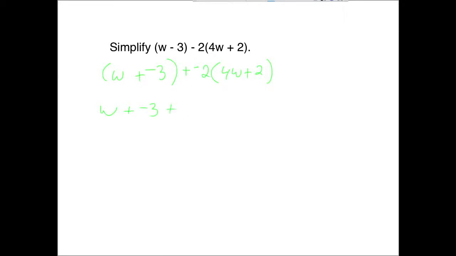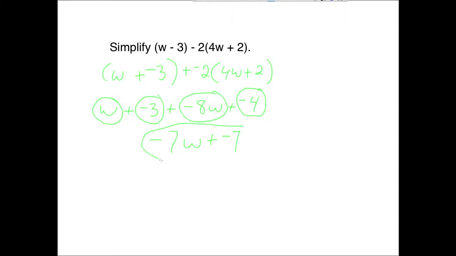Well, here I've got a -2. -2 times 4w is a -8w, and a -2 times 2 is a -4. My next step here is to combine like terms. So I've got my w terms, I've got my numeric terms. I'm going to combine those together. W plus a -8w is a -7w. -3 plus a -4 would be plus a -7, and we seem to be done.